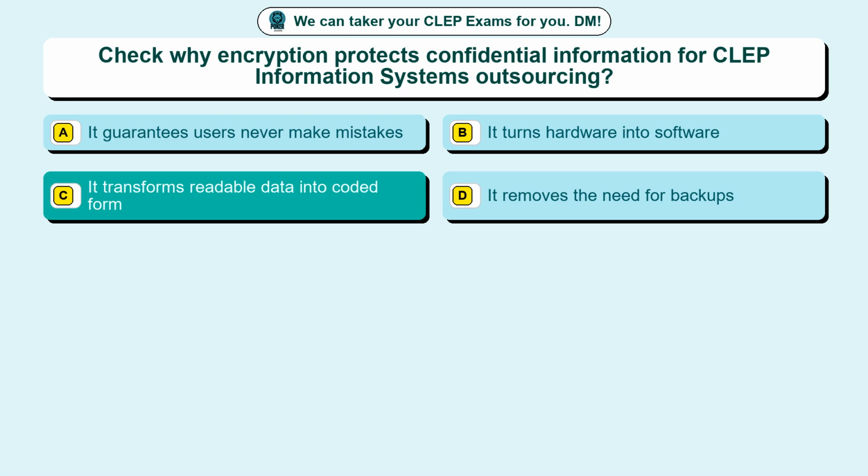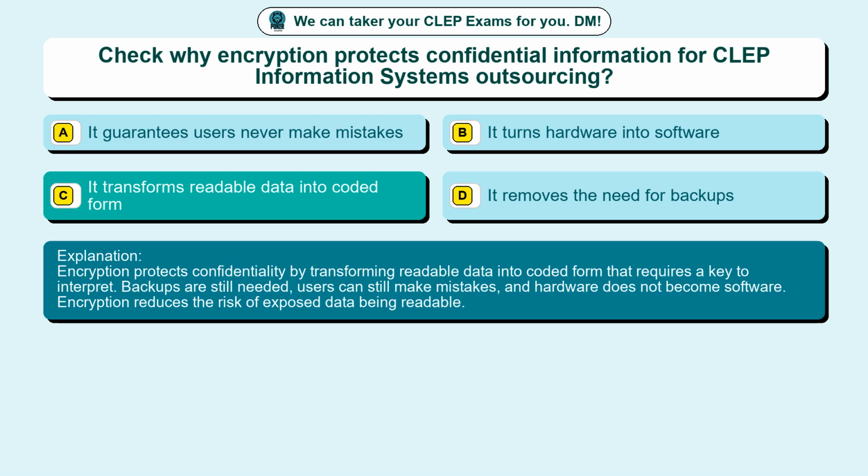The correct answer is option C. It transforms readable data into coded form. Encryption protects confidentiality by transforming readable data into coded form that requires a key to interpret. Backups are still needed, users can still make mistakes, and hardware does not become software. Encryption reduces the risk of exposed data being readable.